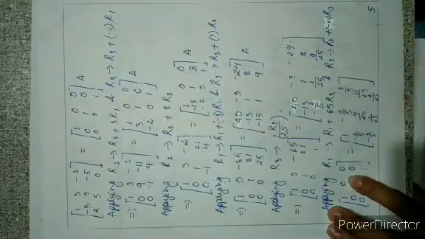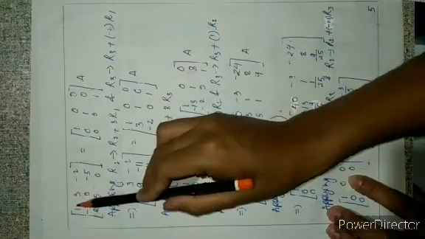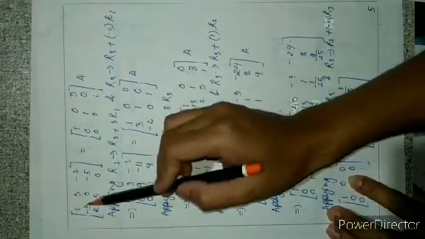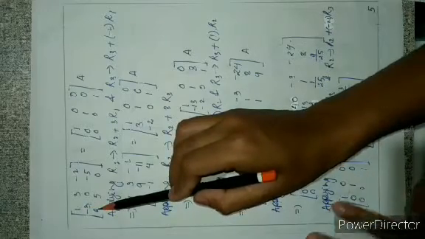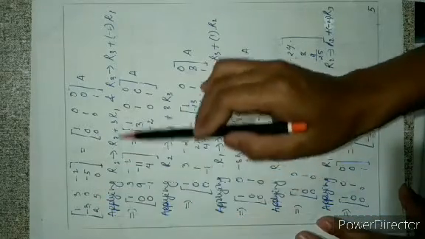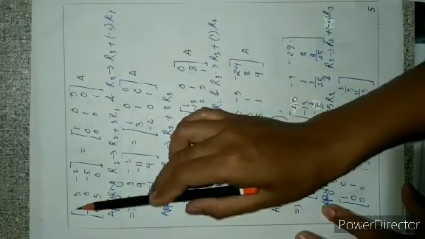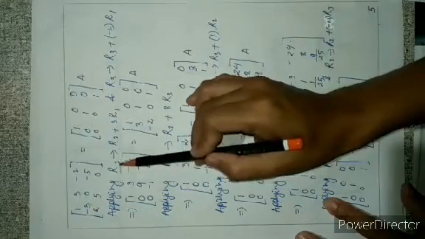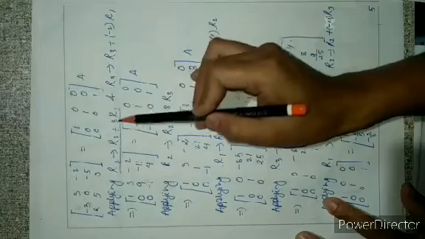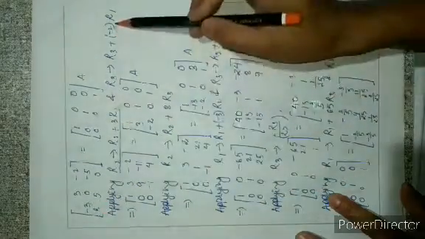Step number 1, skip. By using this element 1 in A11, first row, first column, make the corresponding elements minus 3 and 2 equal to 0. For the second row, R1 should be multiplied by scalar 3: R2 tends to R2 plus 3 times R1. Then for the third row, the scalar should be minus 2.